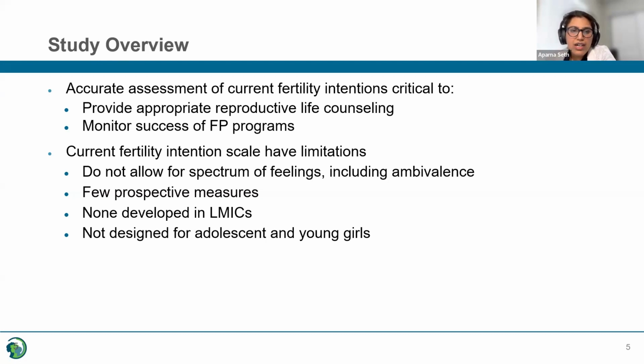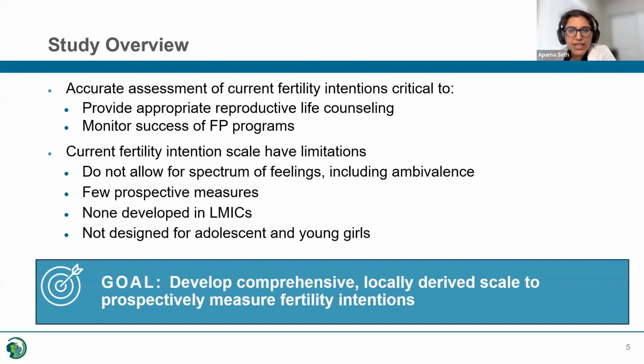There are very limited prospective measures currently, and most importantly, none of them have been developed in an LMIC context. All the existing ones, like DAP or some others that I'll talk about in the subsequent slides, have been developed mostly in US settings. And another important thing that I want to flag here is that none of these existing measures have been designed for measuring fertility intentions among adolescents and young girls.